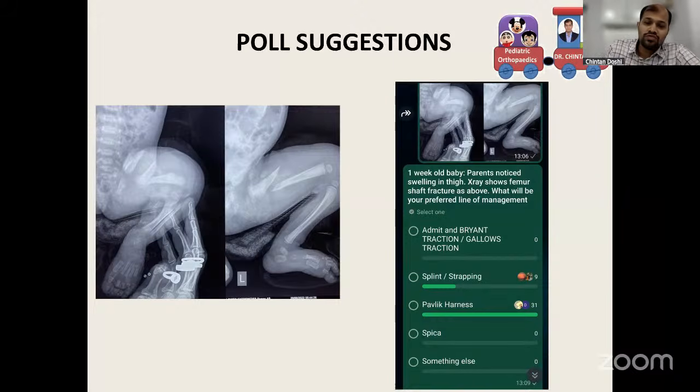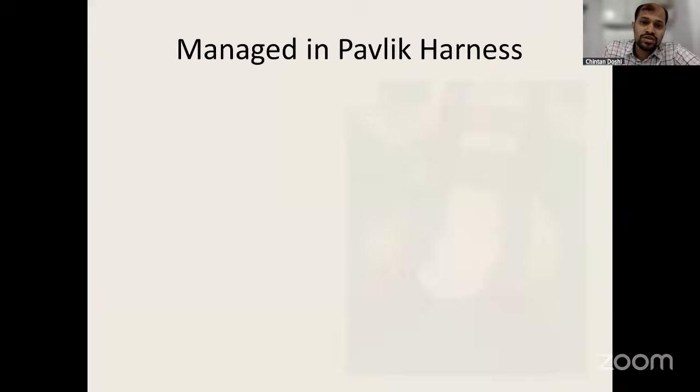So if you are ordering from an orthotist and you want a well-fitting Pavlik harness, then you just have to give them the chest circumference at the level of the nipple. And if you have the length of the baby from head to toe, you just tell them these two measurements and they will be able to make it if they are expert at this.